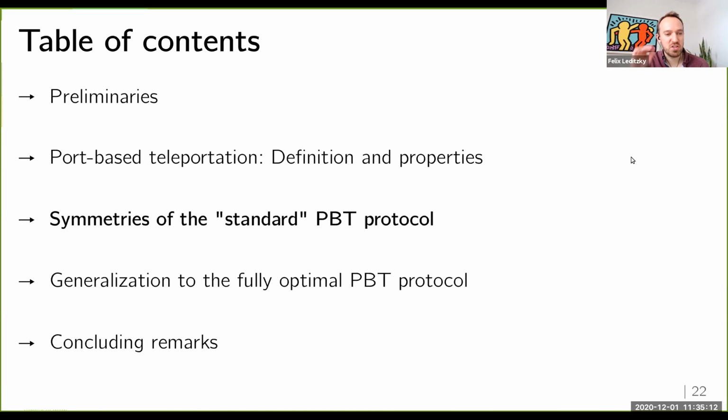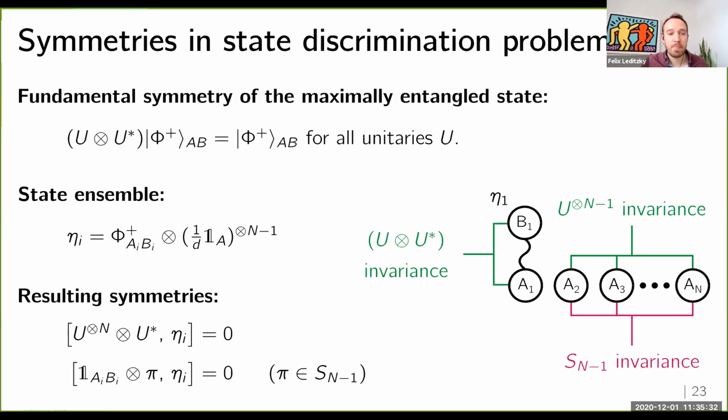Great. Okay, so we now know, hopefully, what port-based teleportation is and what it's trying to achieve. And we have this useful connection between port-based teleportation and state discrimination. So now what we want to do is solve the state discrimination problem, and we want to do this using the symmetries that we have in the protocol. The thing to start with, the first insight, is something very well known. Namely, it's a fundamental symmetry that the maximally entangled state has.